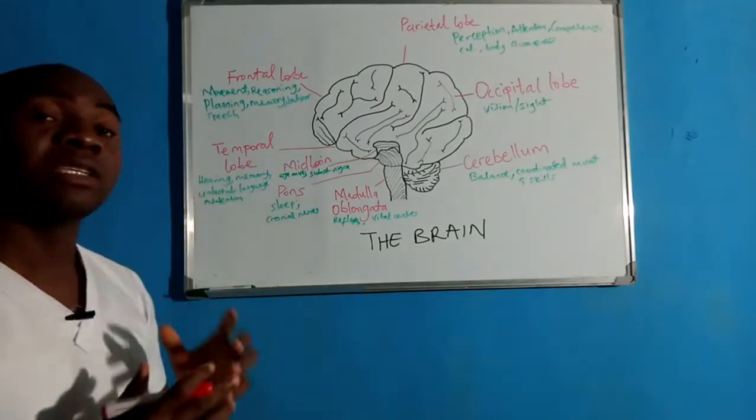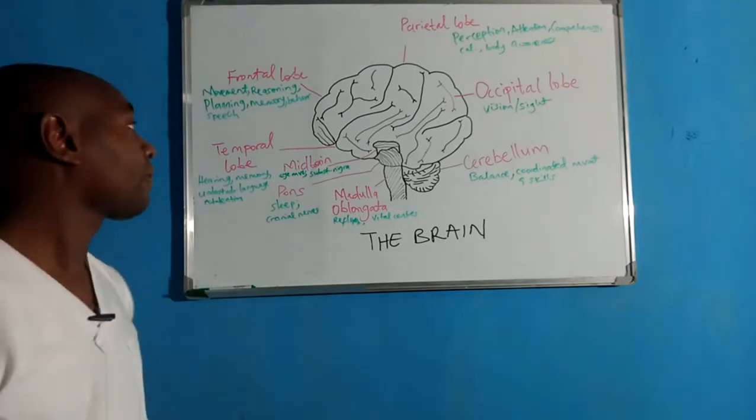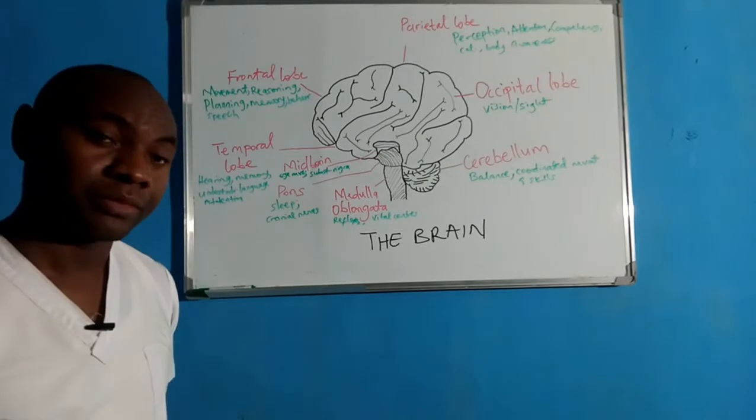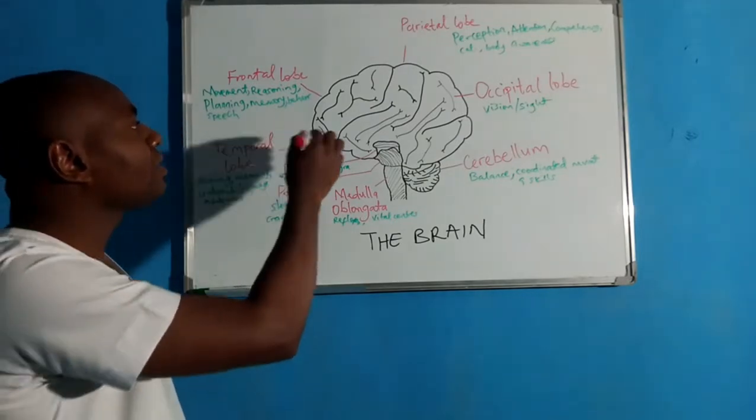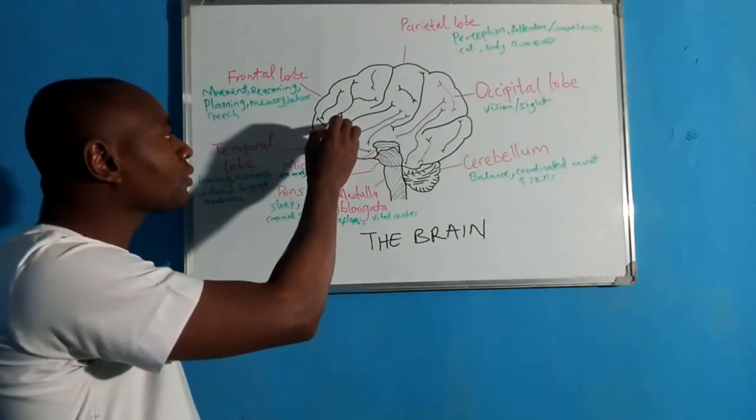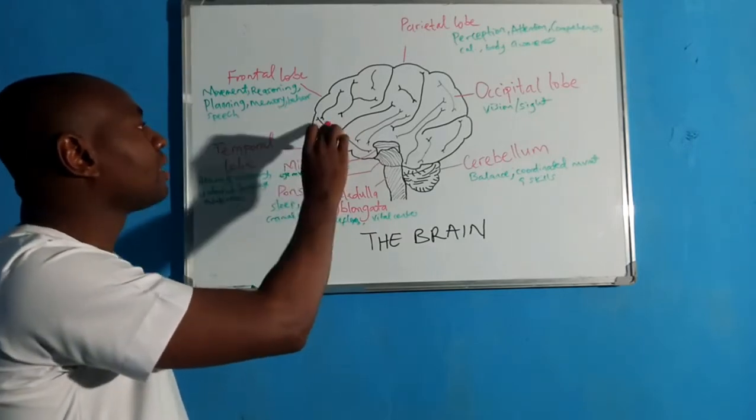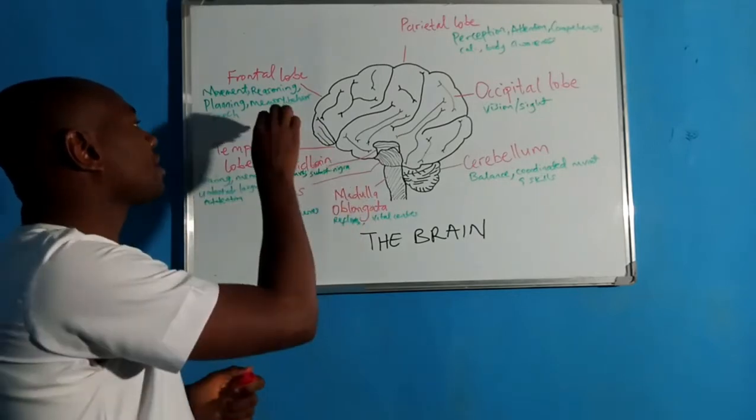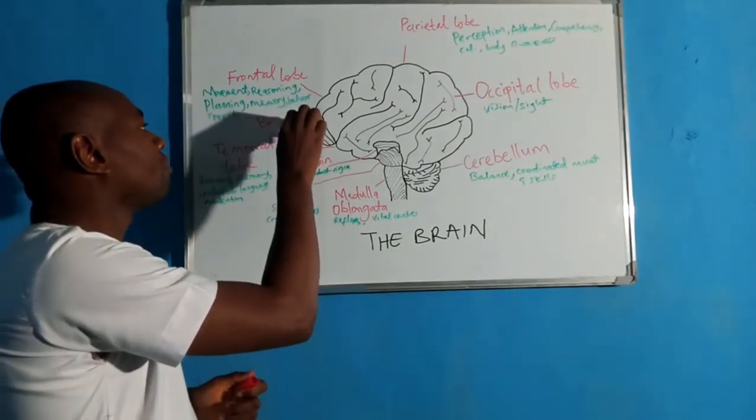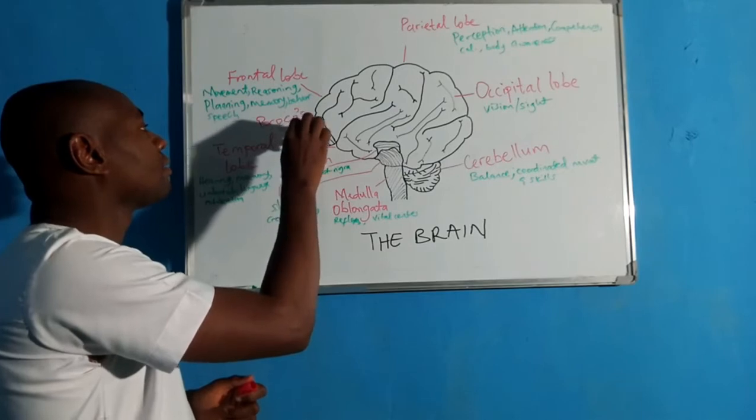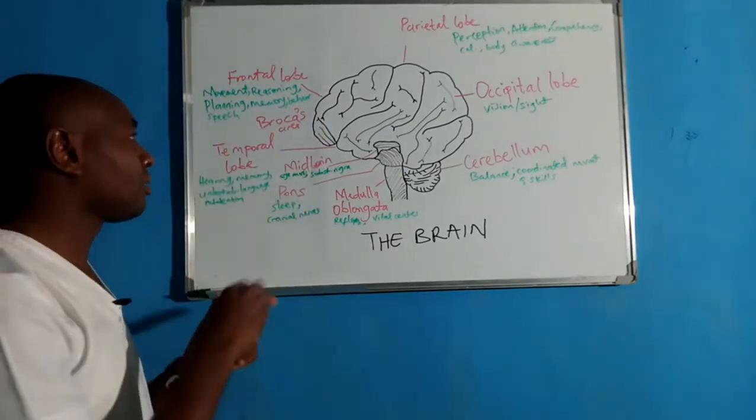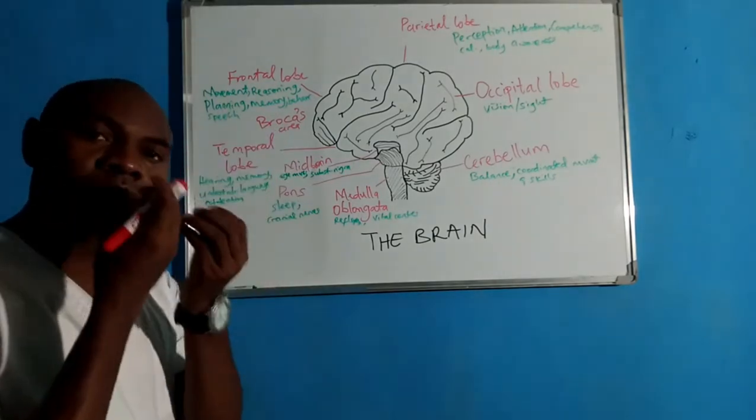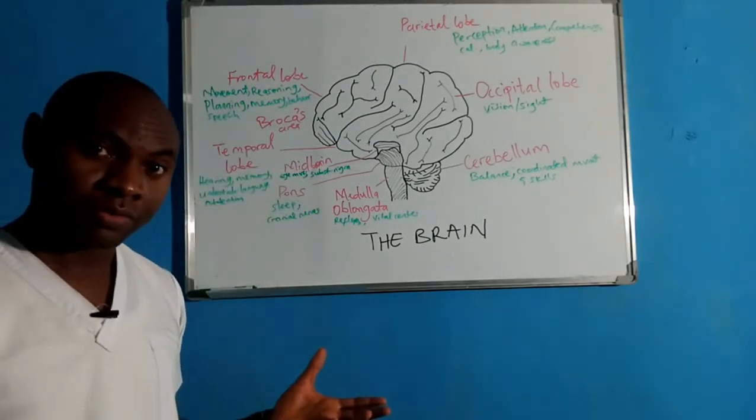Then it is also responsible for speech. The frontal lobe helps us produce sound, speech production. So there's specifically a little portion that is allocated to that, and that portion is called Broca's area. Broca's area is located at the frontal lobe. When there is damage to this part, the person cannot talk, meaning that the person becomes dumb.